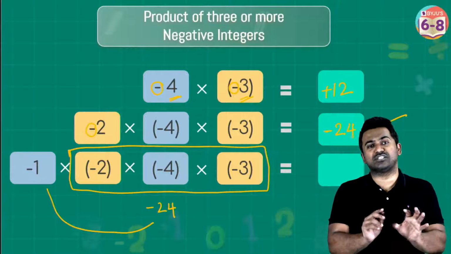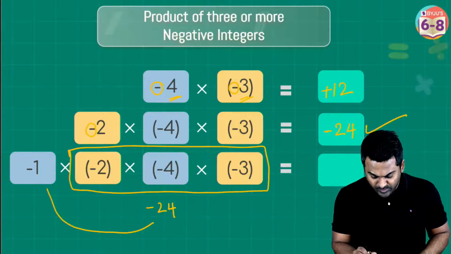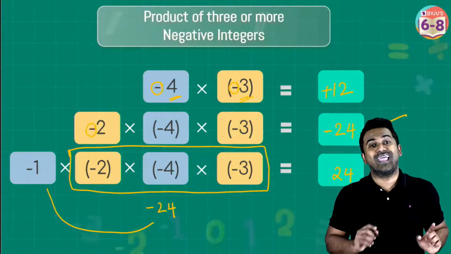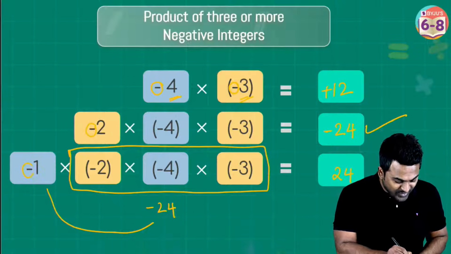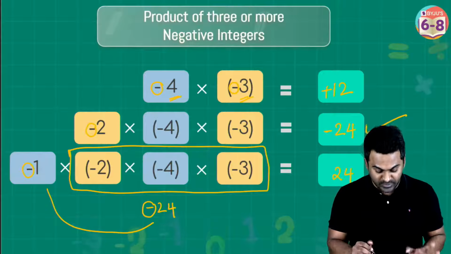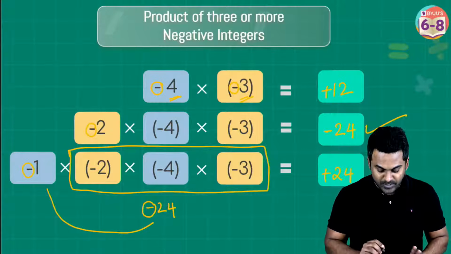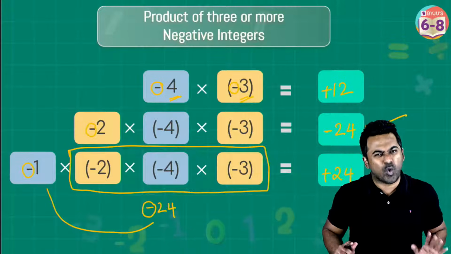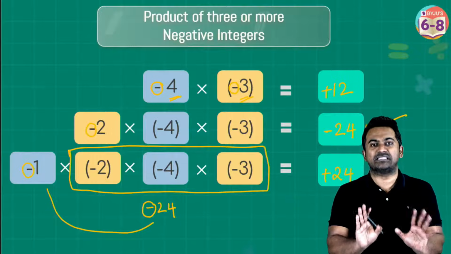Forget about the signs first, just focus on the numbers. So 1 multiplied with 24 is going to be 24. Now focus on the signs. Both the numbers have the same sign. So same sign means what? Positive. So the answer is going to be plus 24. So I hope this was very, very simple, right?